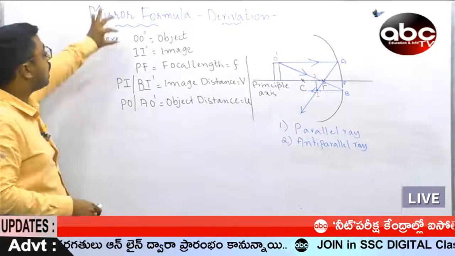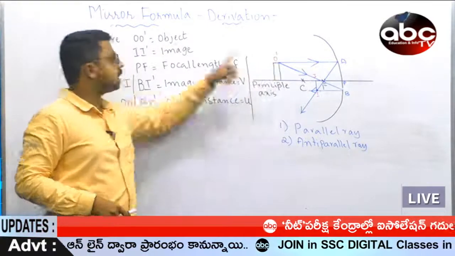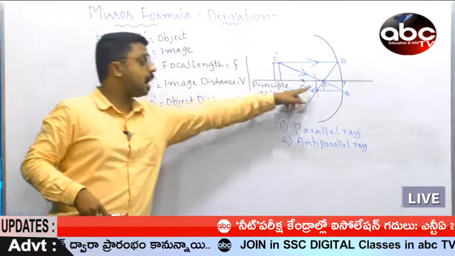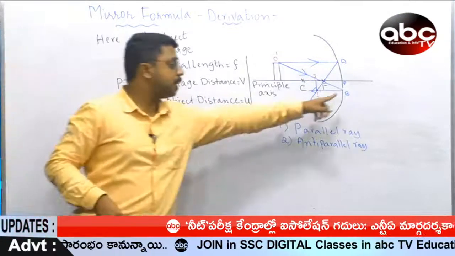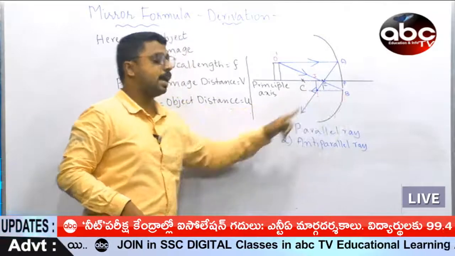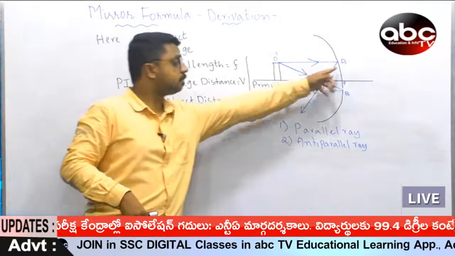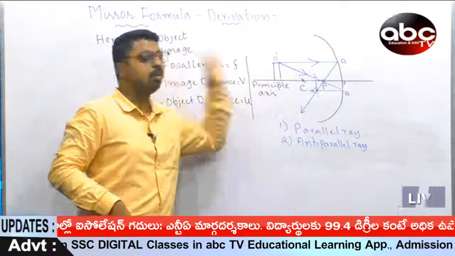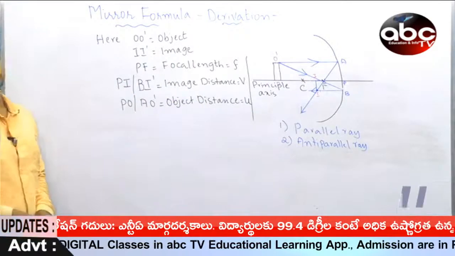What are the points we obtained? O dash is nothing but an object. I dash is nothing but an image. P to F is the focal length. P to I or B to I dash is the image distance. P to O or A to O dash is the object distance.